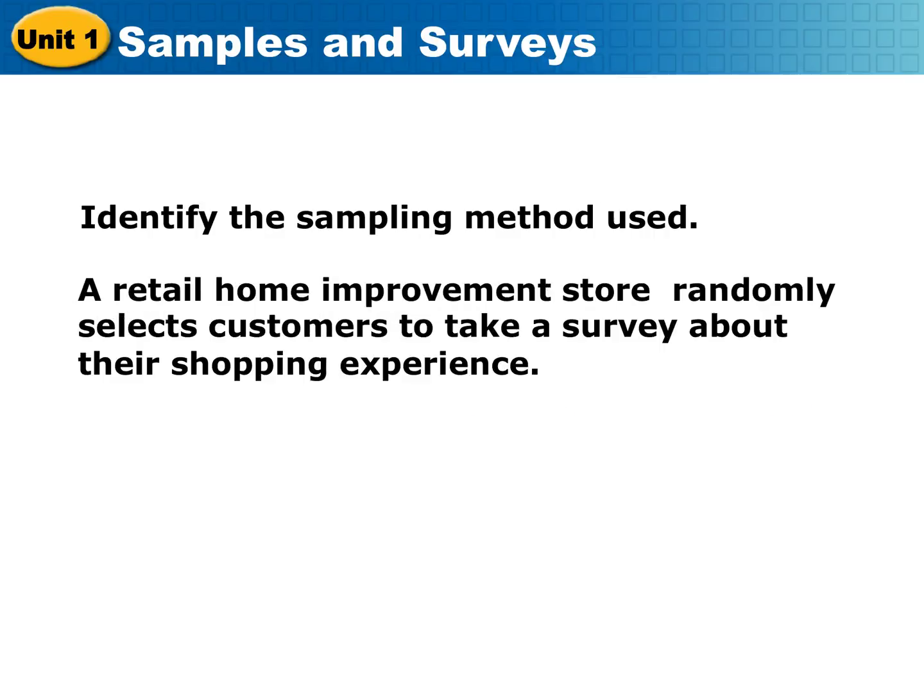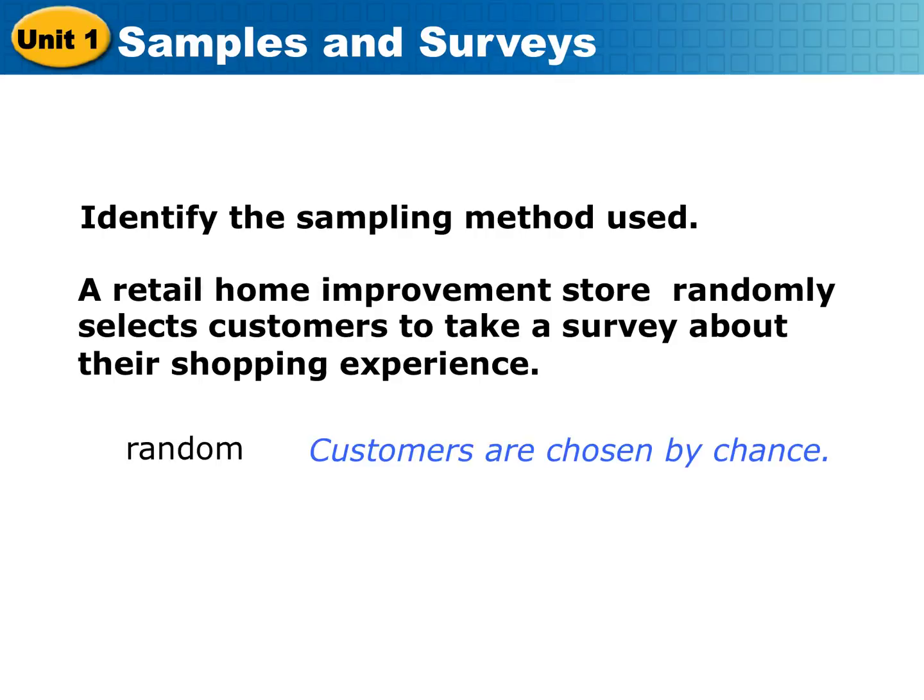A retail home improvement store randomly selects customers to take a survey about their shopping experience. Now this says random, but I might say this one is convenience. It's going to be hard to select people randomly if they're not in your store, so that's going to be convenient. You might randomly choose people, but it's convenience because you're choosing people who are at your store.